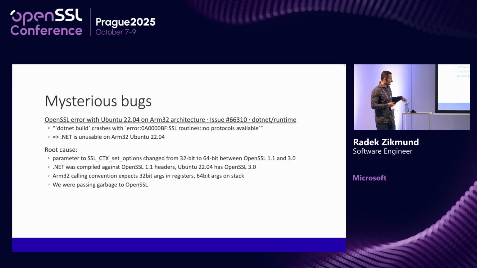So basically, it boils down to different calling conventions on ARM32, where, because it's a 32-bit platform, you need to handle 32-bit and 64-bit parameters differently. And bottom line is we were supplying garbage to OpenSSL.